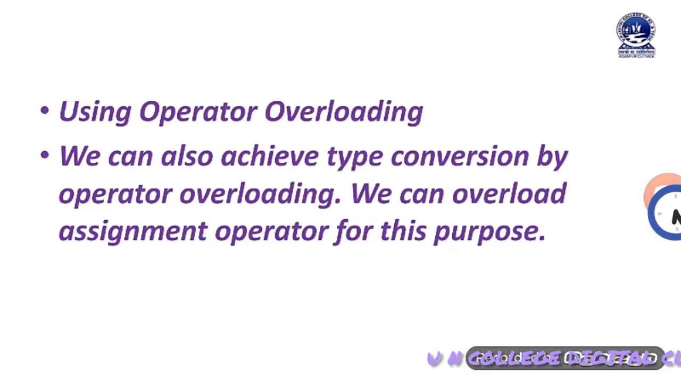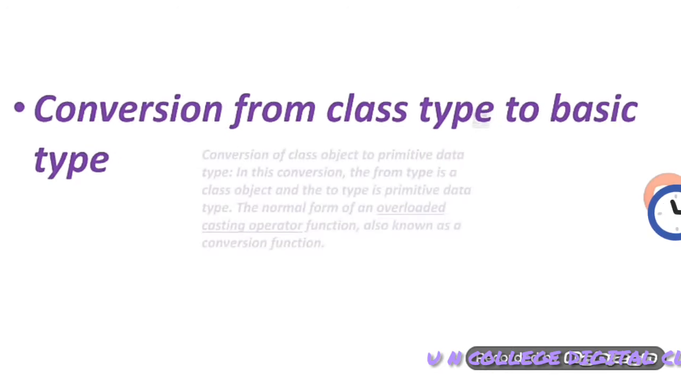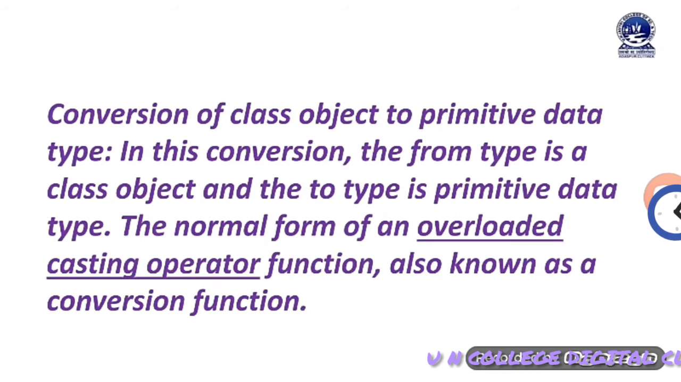Now this is about operator overloading, what I have just explained. Now I am going to explain conversion from class type to basic type. It is also very interesting. Here we are converting from user defined type to basic type: conversion of class object to primitive data type. In this type of conversion, the from type is a class object and the to type is a primitive data type.